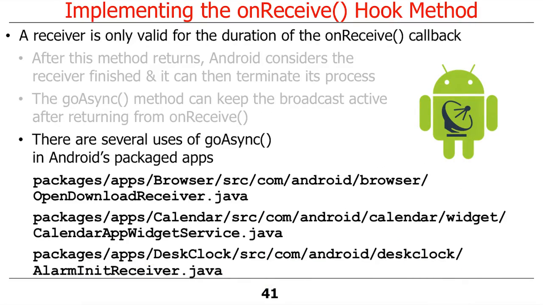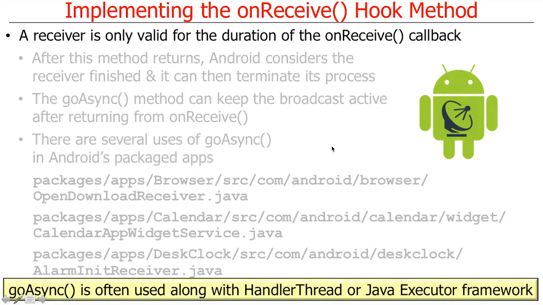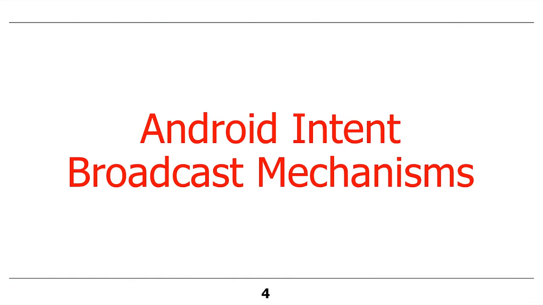There are a number of uses of the goAsync method in Android's packaged apps. If you take a look at the code here, you can see nice examples. As a general rule of thumb, goAsync is used together with a handler thread or with a Java executor framework. We'll conclude this part of the lesson by giving an overview of Android intent broadcast mechanisms.